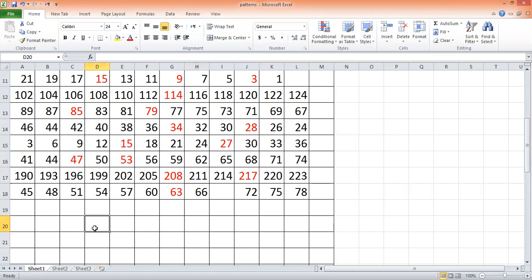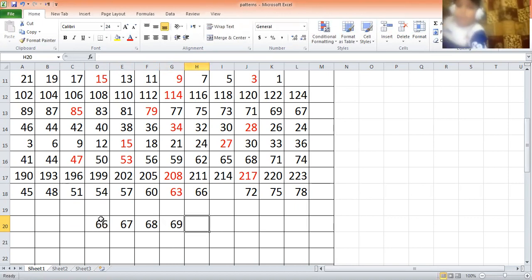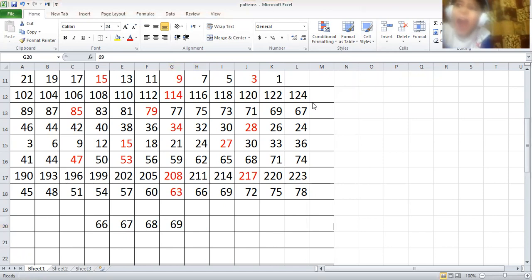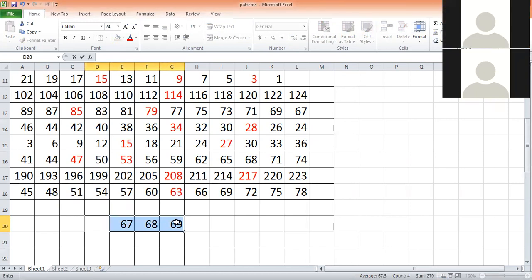Look here. This is 66. After 66, what comes? 67, 68, 69. So again, go for 3 more. 1 more, 67. 2 more, 68. 3 more, 69. So the answer will be 69. Is that clear, guys? I'm repeating it again so that if anyone did not understand it yet, they will get it.